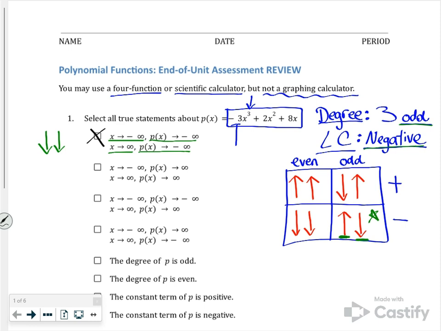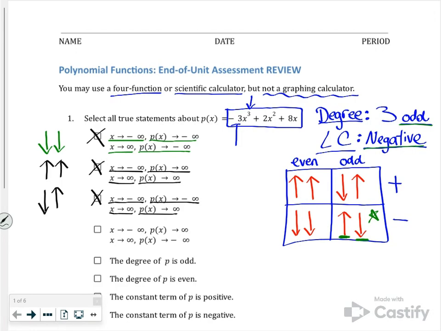Okay, the next one we see, as x goes to the left, the function arrow goes up, and as x goes to the right, the function arrow goes up. So this one was our even and positive pattern, and that's not what we're looking for. So that is not our response either. This one is saying as x goes to the left, the function goes down, so that would be the first arrow down, and as x goes to the right, the function goes up. So this would have been our odd and positive pattern, not the one we're looking for.